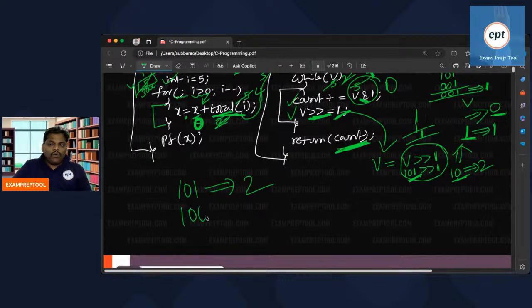4 means this. If you observe clearly, what is going on is the number of ones are counted. If you want, you can verify. If you send the next value, 4 means 100. I think at the end of this loop, you will get one more 1. Right?